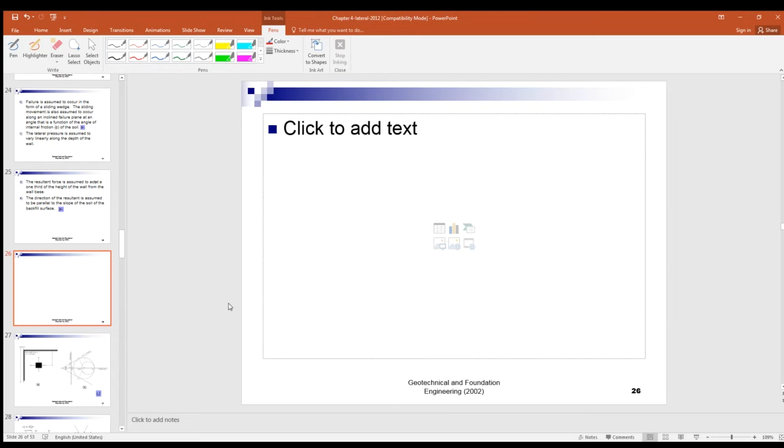Good evening, everybody. Now we'll continue our lecture 4, right? The lateral earth pressure. Now we want to do a little bit of revision in the lateral earth pressure, just to recap your concepts.